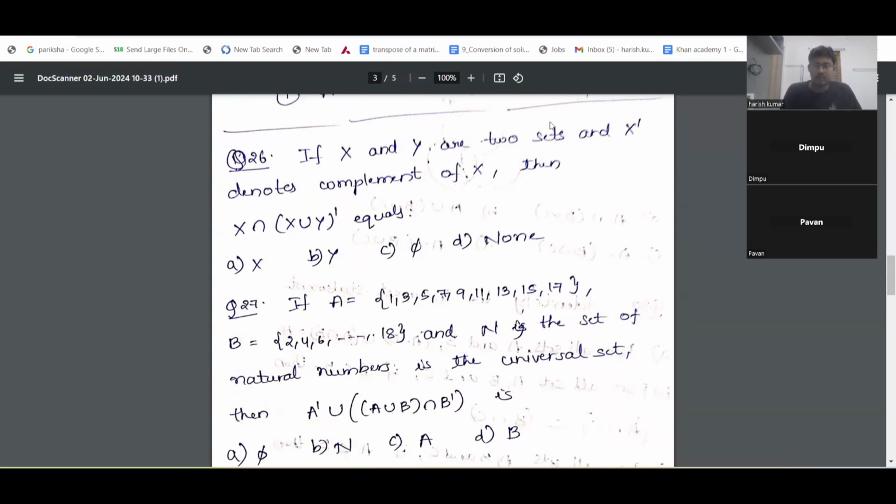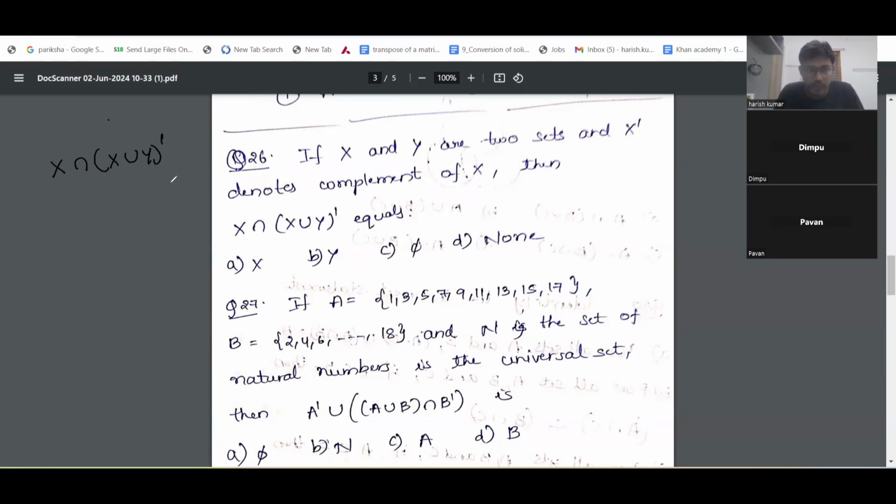All right. Okay, if X and Y are two sets and X dash denotes the complement of X, then X intersection X union Y whole complement. What is the answer? Null set, sir.